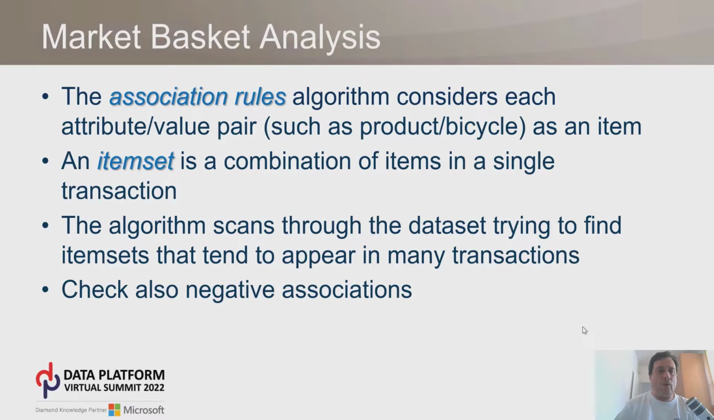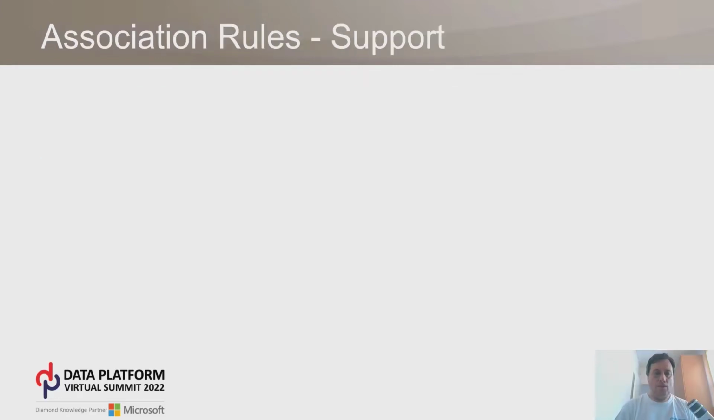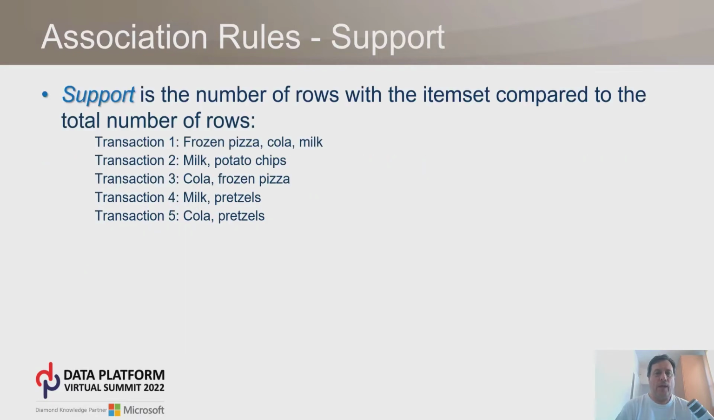Therefore, we can also check the importance of the rules by checking negative associations, which products have a negative impact on sales of other products. So let me start defining the possible calculations for the association rules algorithm. The first thing that we calculate is the support. This is the number of rows with the item set compared to the total number of rows. So we can express this as a proportion or as an absolute number.